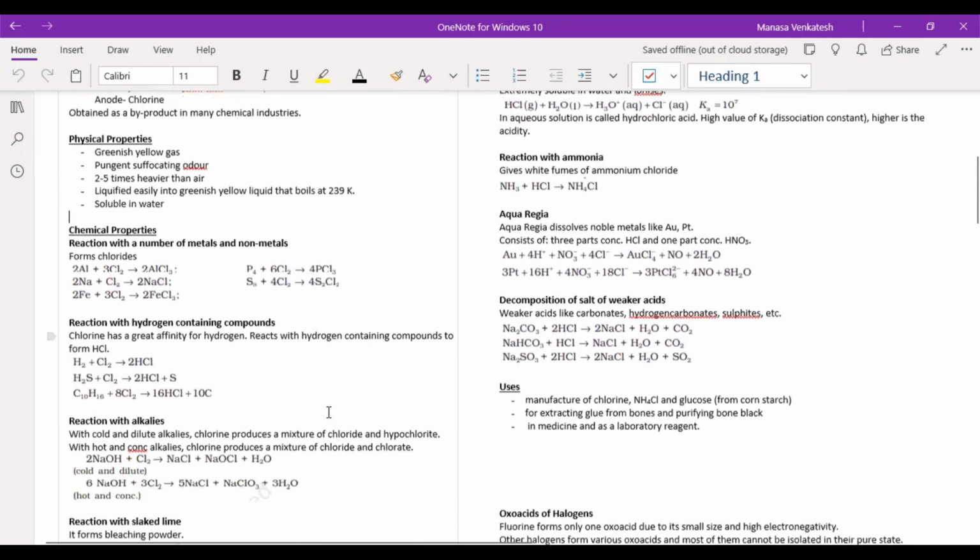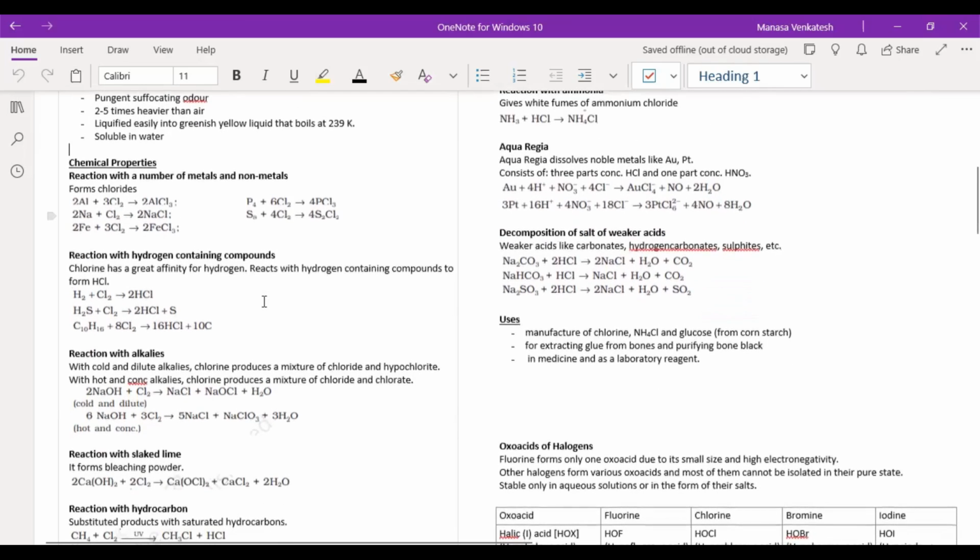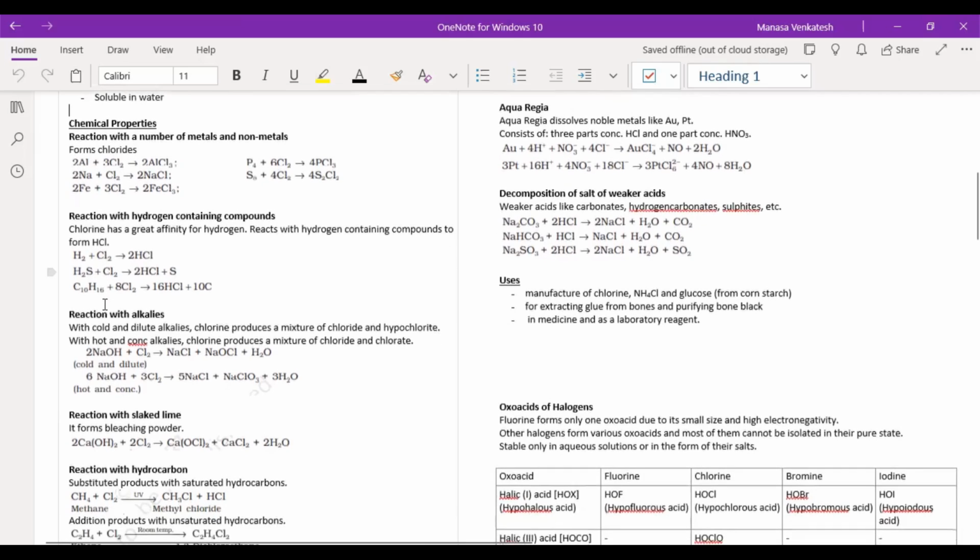So chlorine reacts with various metals and non-metals. When it reacts with these, it leads to the formation of chlorides, based on their oxidation state. By the crisscross method, you can figure out the formulae of the chlorides. Next is the reaction with hydrogen containing compounds. It reacts with them to form HCl. So the main product is going to be HCl in all the three cases, but the byproducts are going to vary with respect to the substance it reacted with.